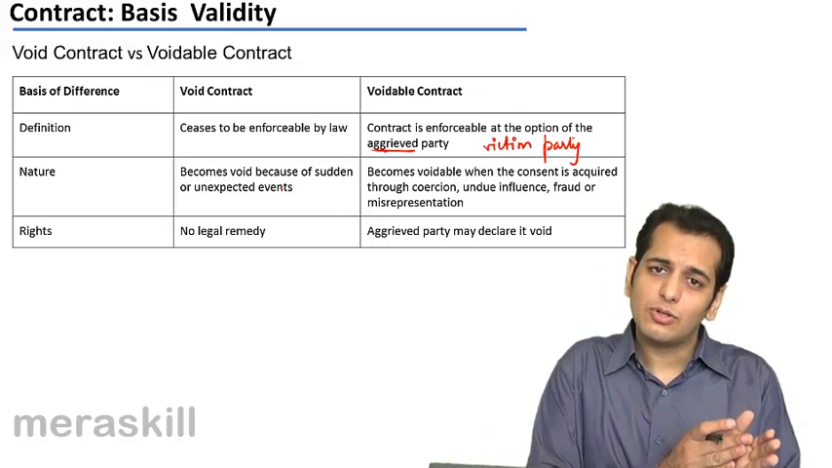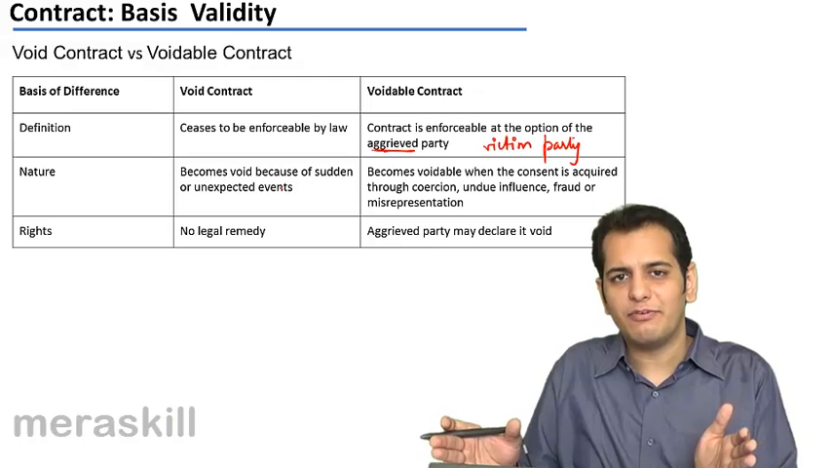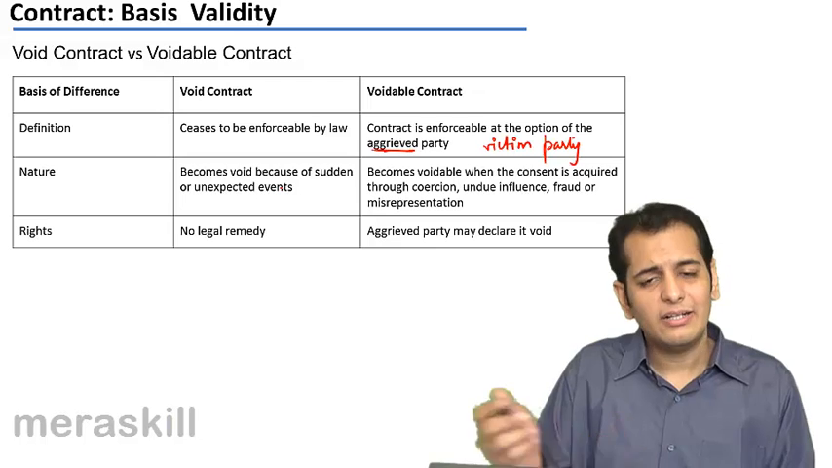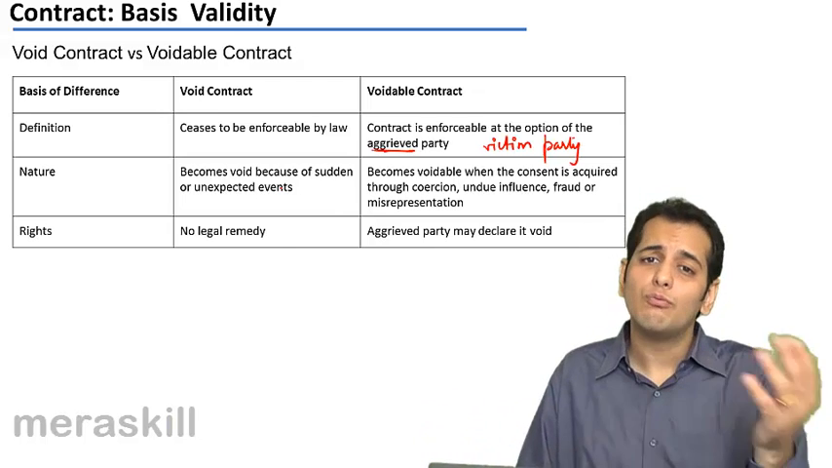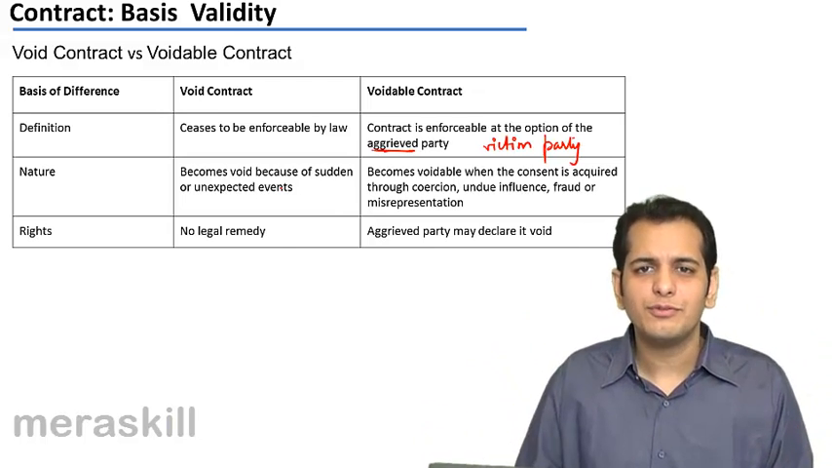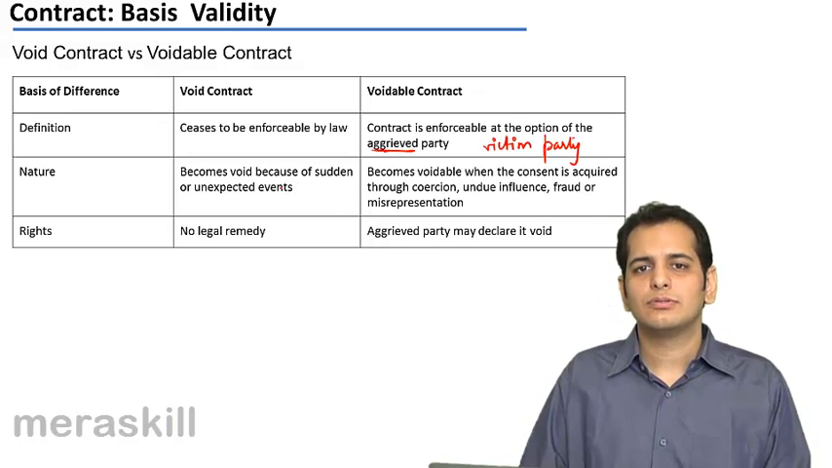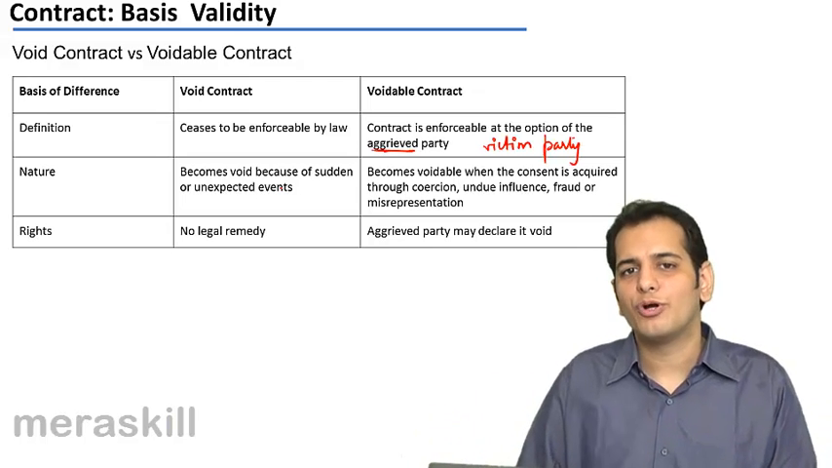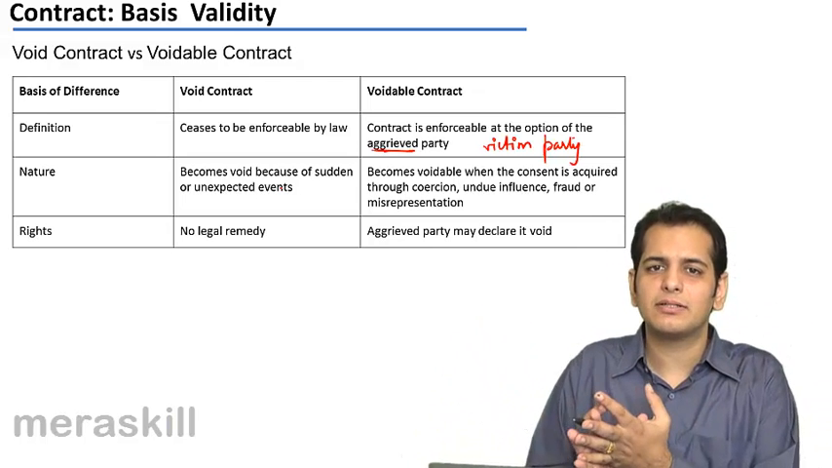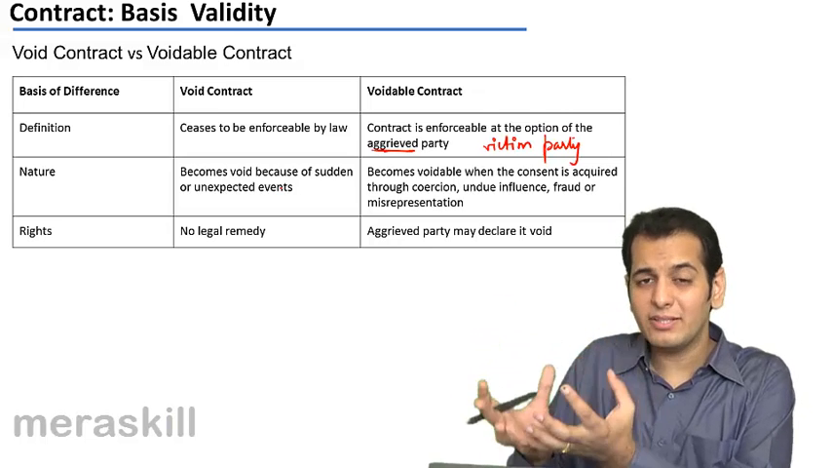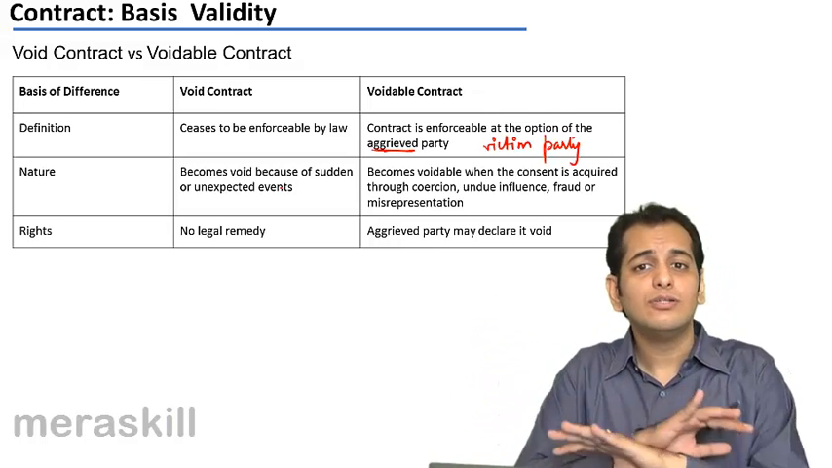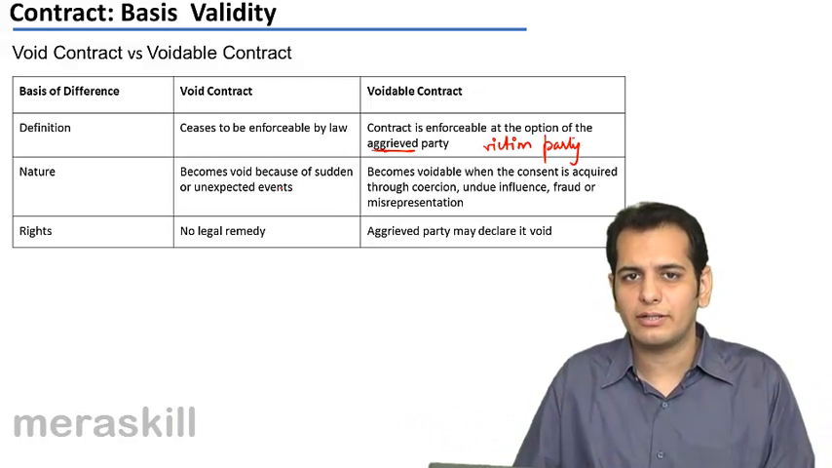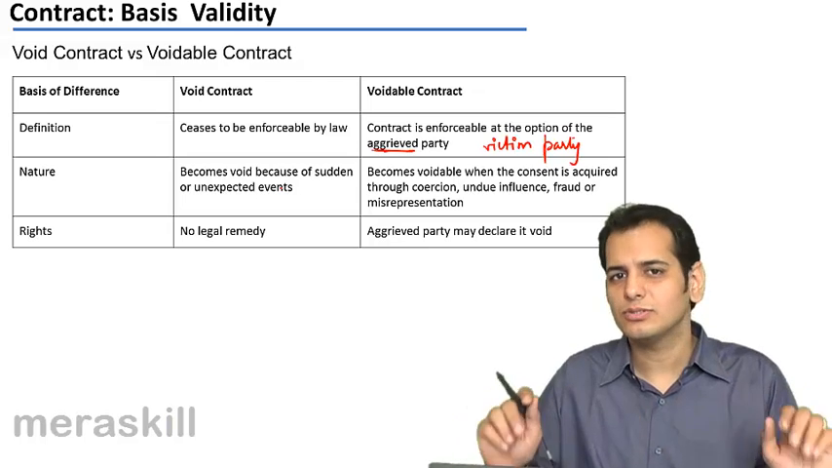So this contract, which started as being valid, becomes void because of the happening of some sudden or unexpected event, because now I cannot give you the possession of the godown. So you are not required to pay me 10 lakhs. This contract becomes void because of the destruction of the subject matter. The subject matter, the main thing about which we were dealing, is no more in existence. It has got destroyed. So how can we complete the contract? We cannot. So the contract becomes void.